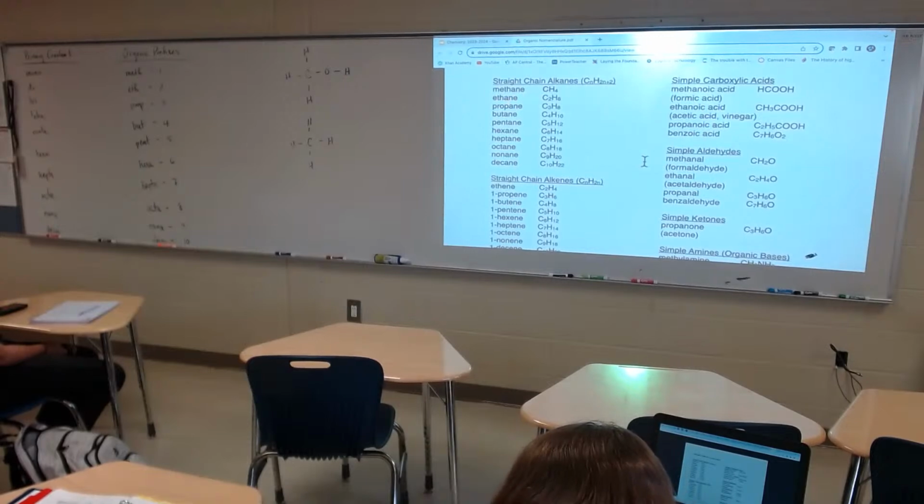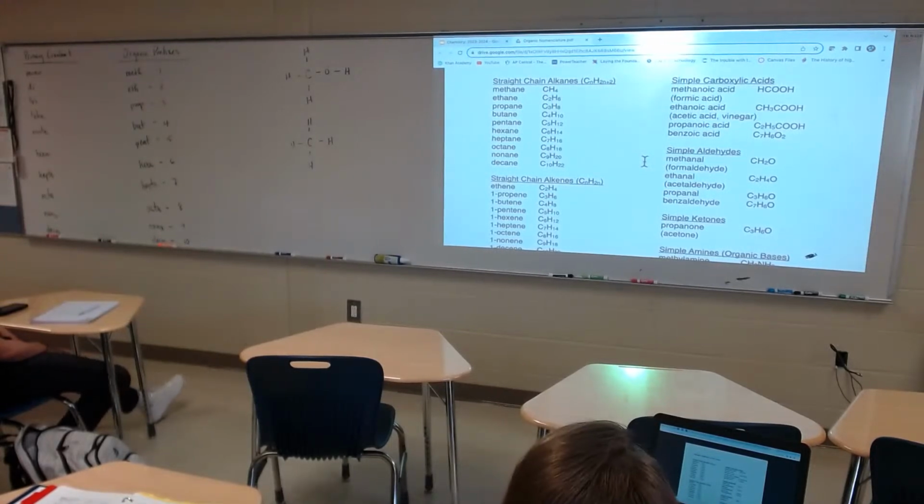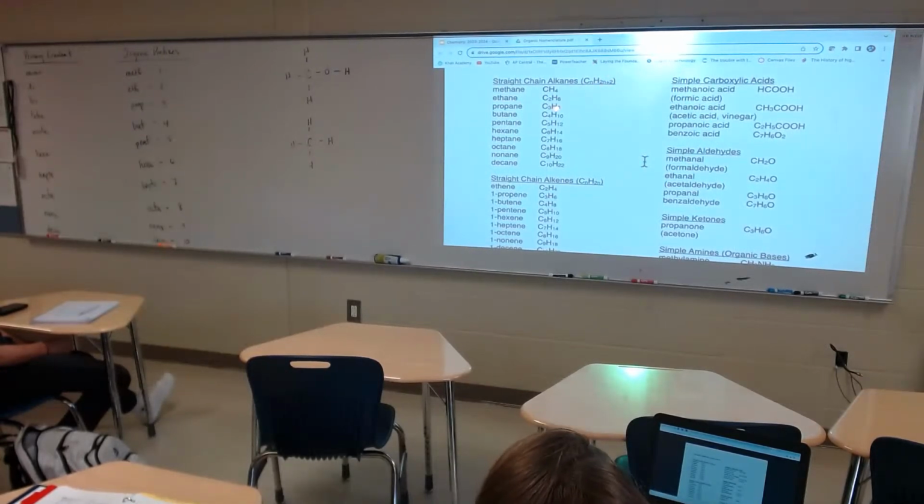It says it has A-N-E, which means we're going to do a times 2 plus 2 formula to get the hydrogens. The prefix tells us the carbons. So propane, for example, pro means 3, so that means 3 carbons. Then we're going to multiply by 2 and add 2 to get the hydrogens. So 3 times 2 is 6, and plus 2 more is 8. So propane is C3H8.